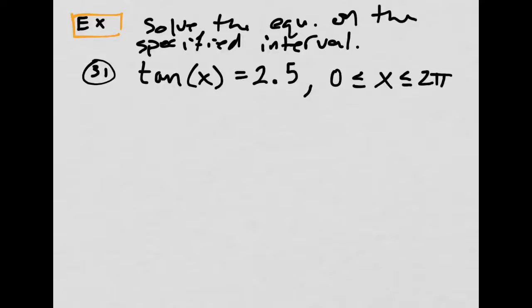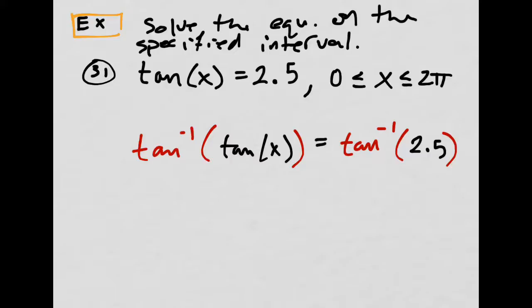So this says to solve the equation in the specified interval. So I'm solving this, and I'm making sure that all my answers are in between 0 and 2 pi. Okay, so the first thing that I think of doing is taking the inverse tangent of both sides. And I'm getting out my calculator. I'm making sure that it's in radians as well. And these cancel out. That's the definition of an inverse trig function.